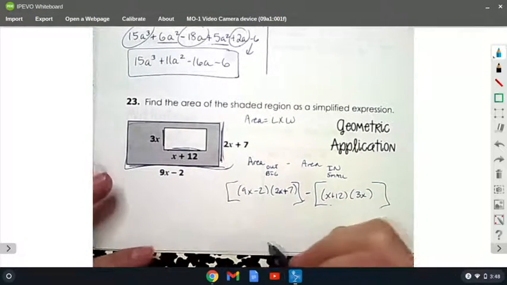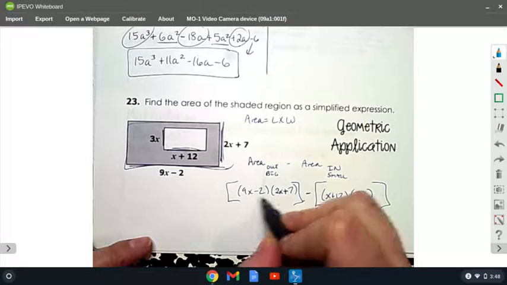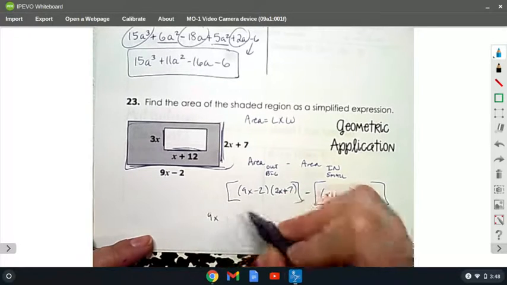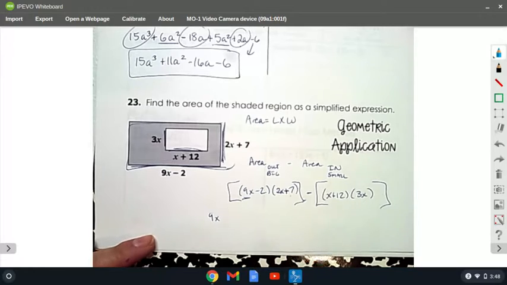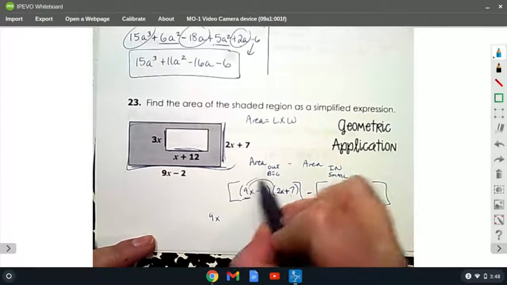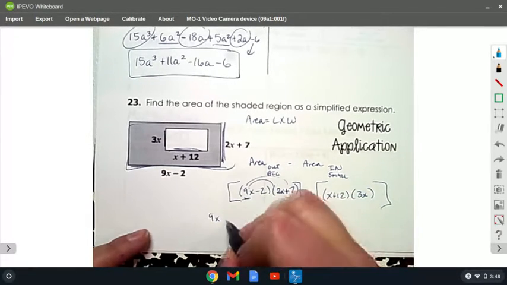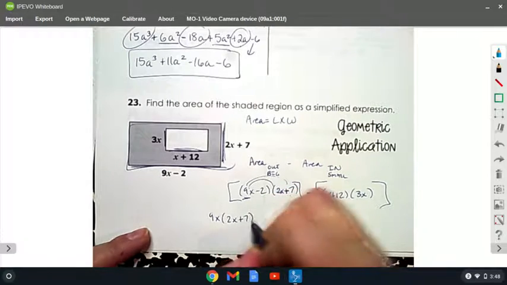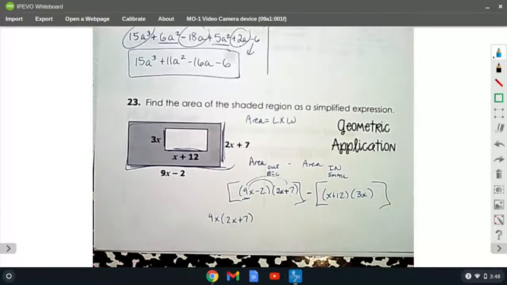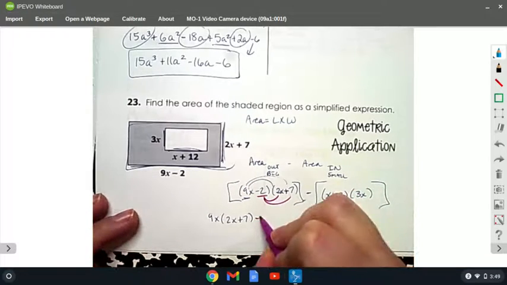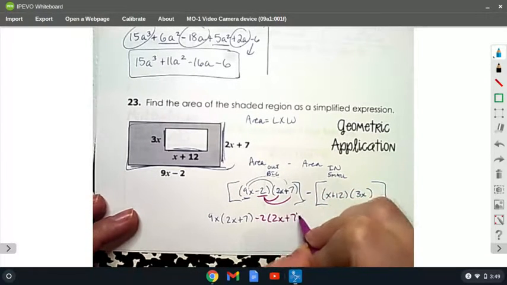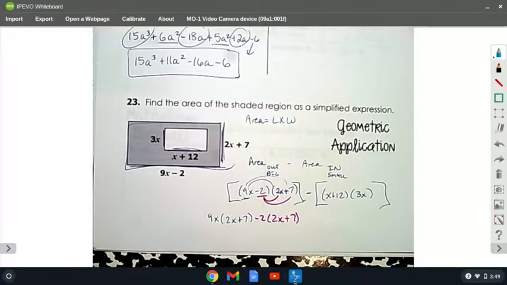So I'm going to start with this one over here. I'm going to rewrite this out. I'm doing a binomial times a binomial. So I need to do this 9x times the 2x plus 7. So 9x times 2x plus 7. And then next I'm taking this negative 2 and multiplying it by both terms. So negative 2 times 2x plus 7. Okay.